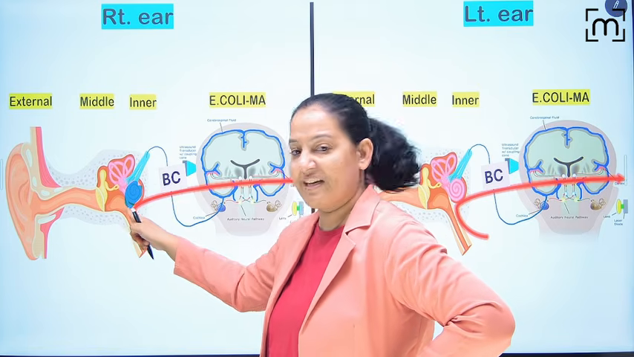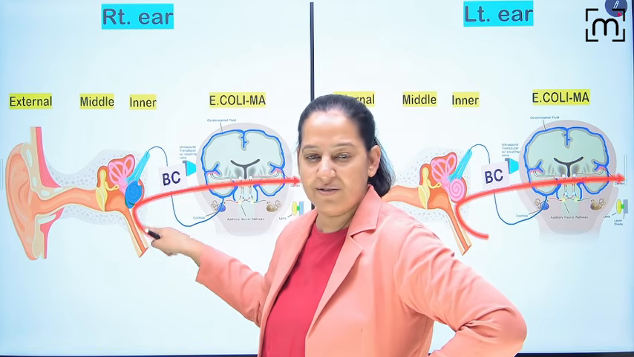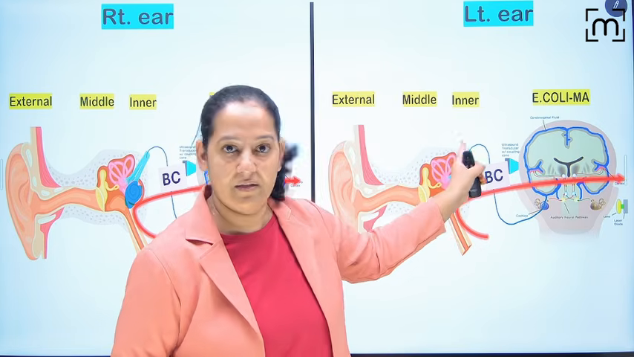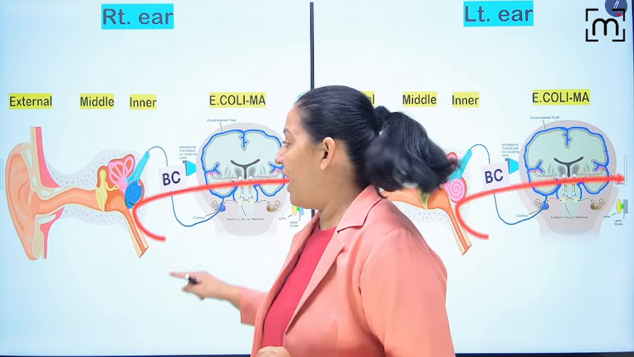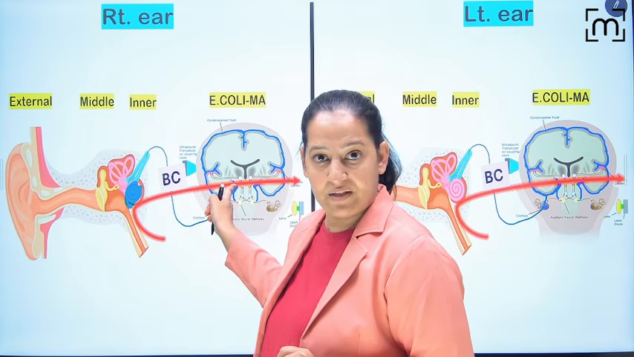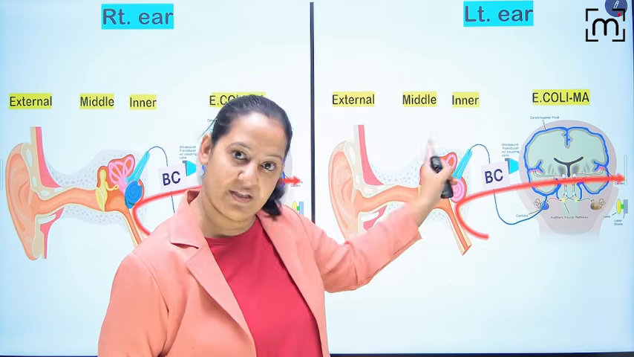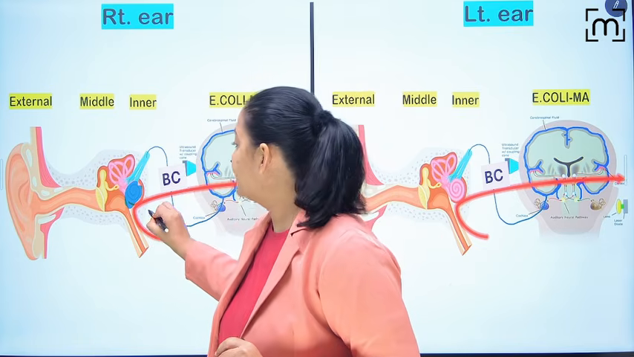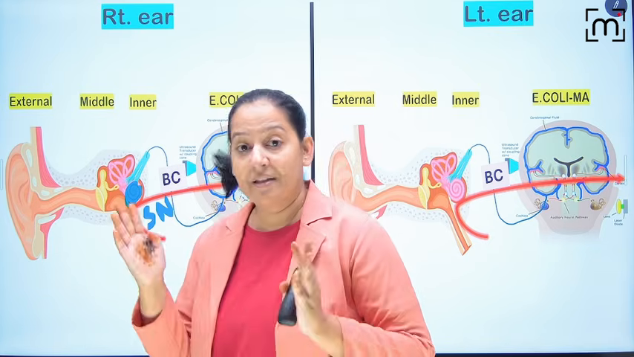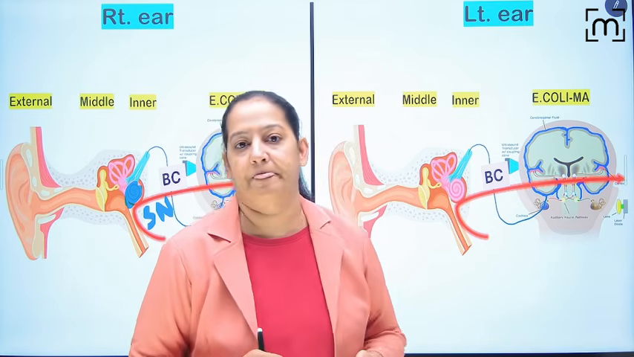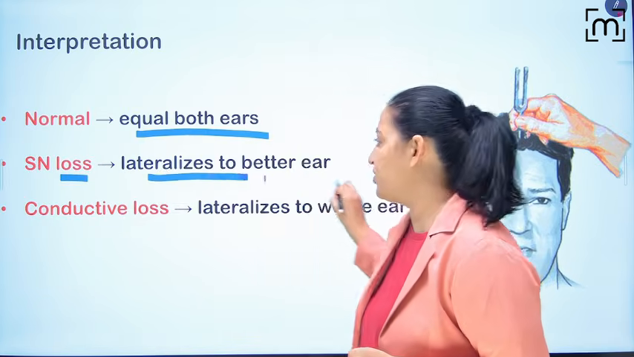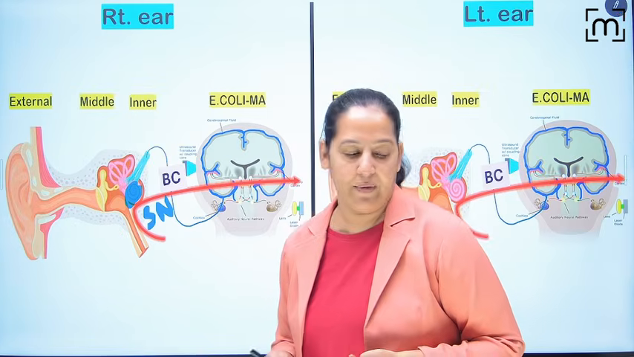So is this mastoid activated? No, it has a lesion in the cochlea. It is not activated. But this will activate. Yes, this will activate. So I will not feel sound on this side, but I will feel sound on this side. So in case of sensorineural deafness, there is lateralization towards the better ear. So the same thing is written: lateralization towards the better ear. No need to learn. People, you can understand.